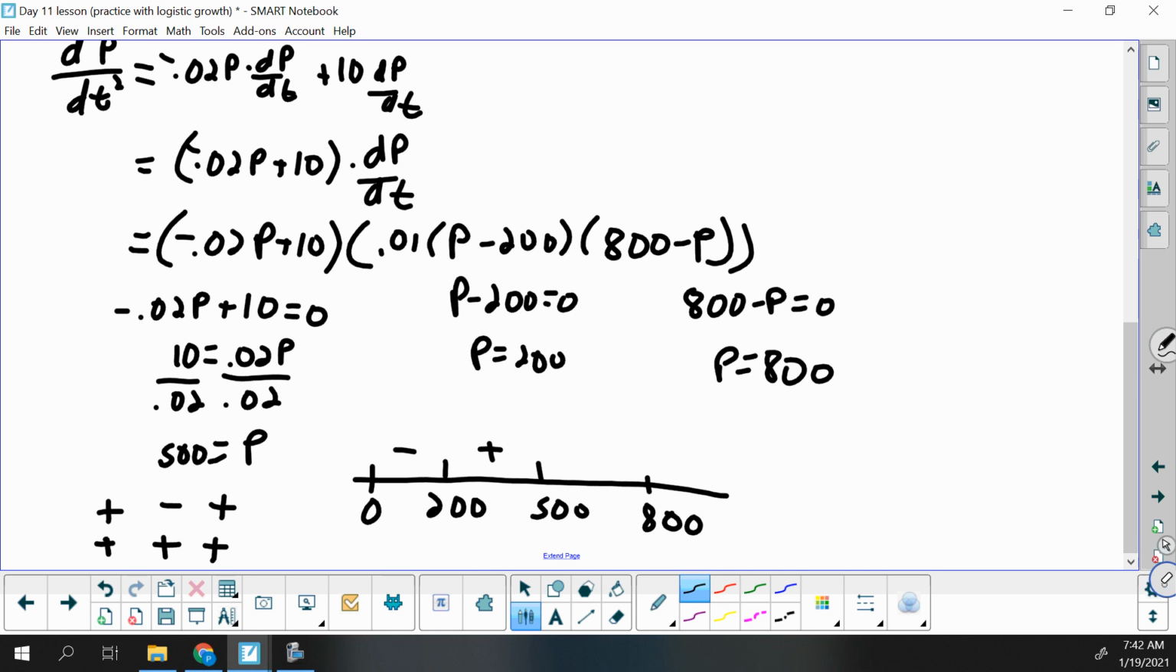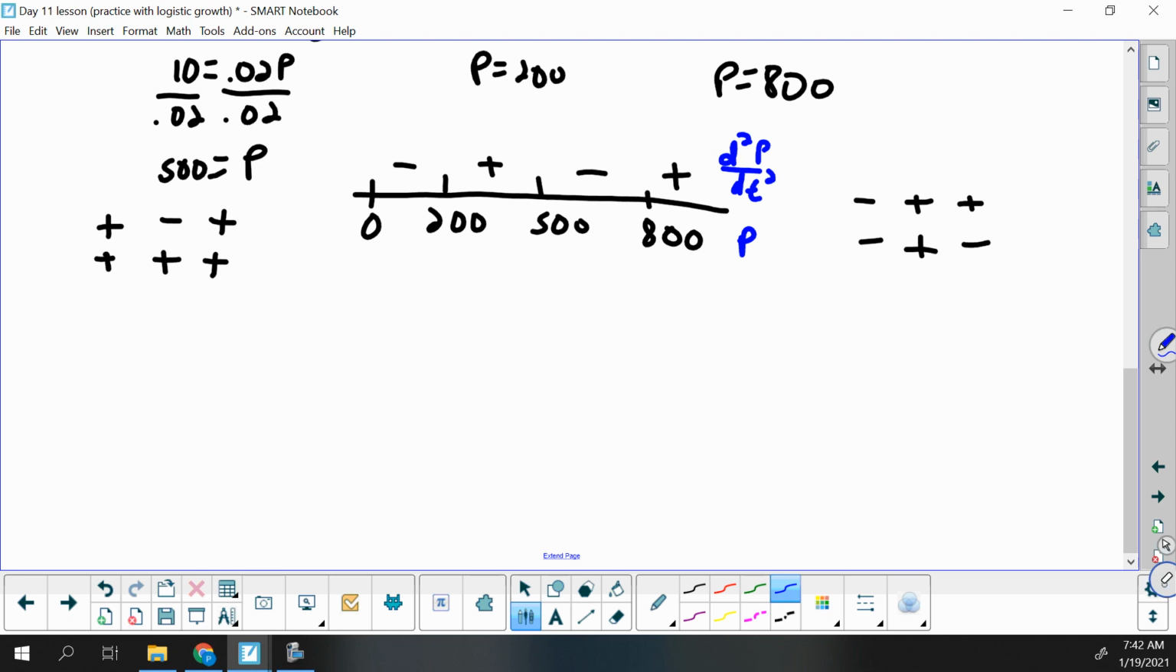If we put in 600 now, negative 2 over 100 times 600 is going to be negative 12 plus 10. So that gives us, and I'll put it over here, a minus. 600 minus 200 is 400, that's plus. 800 minus 600, that's a plus. So a negative, positive, positive will give us a negative. And then if you do something like 1,000, these will still be minus and plus, but 800 minus 1,000 will be a minus, so we're back to plus. Now we do have to make sure we label our number line. And these are p's here.